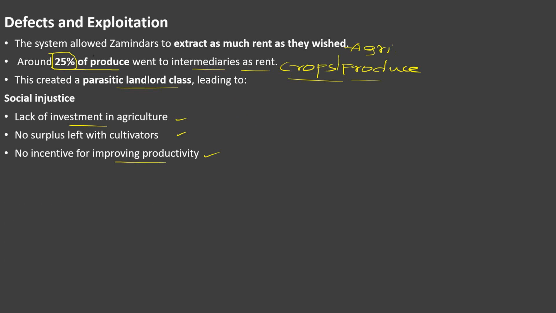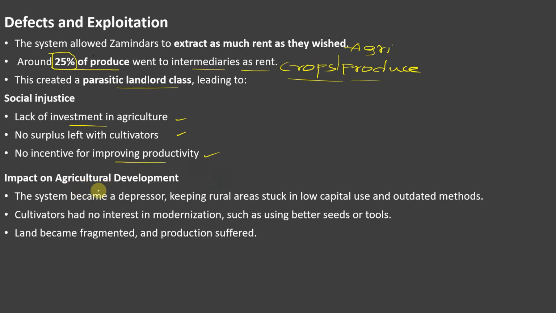So let us understand how was the impact on agricultural development. The system became a depressor, keeping rural areas stuck in low capital use and outdated methods. So as there was no revenue with the farmers, the investment in agriculture was very low, and they were forced to use only outdated methods as there was no investment to implement any new technology. Cultivators had no interest in modernization, such as using better seeds or tools.